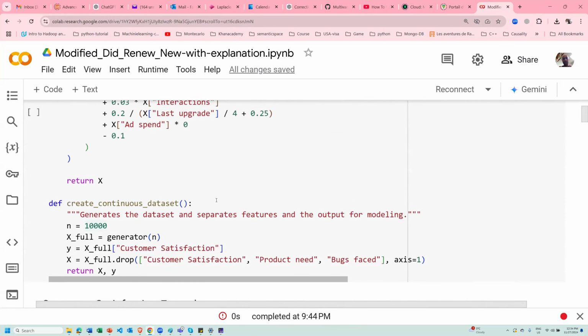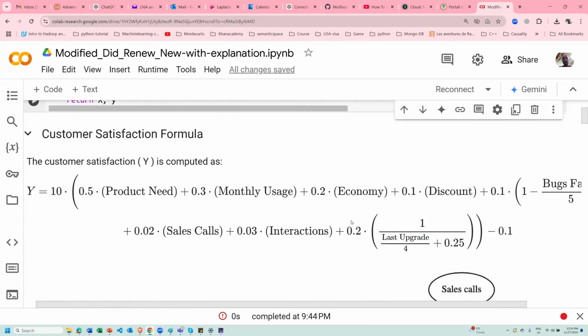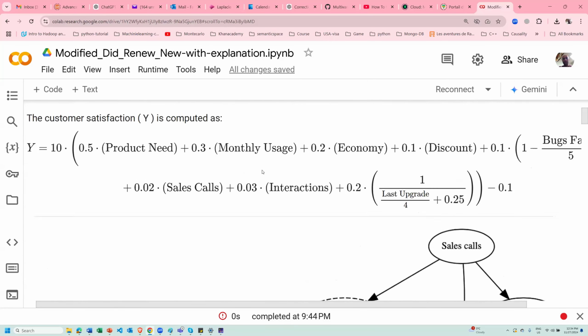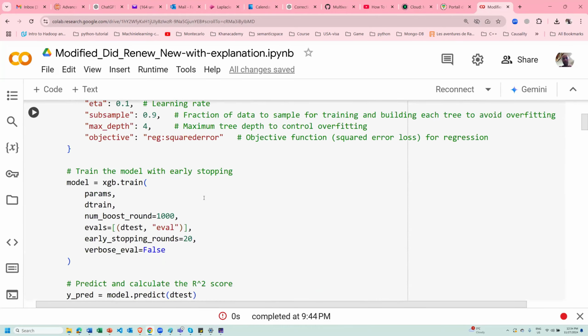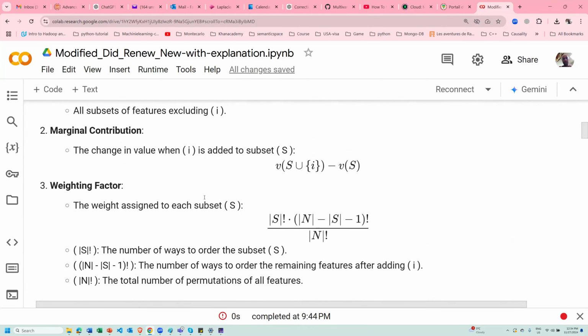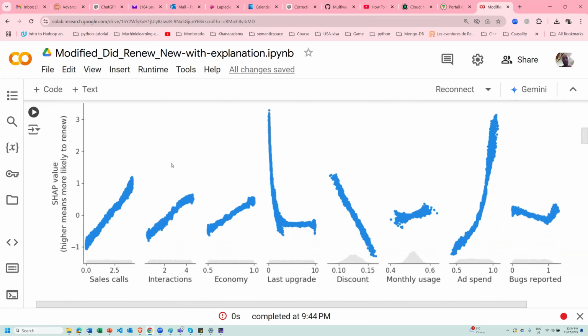If you go here, these numbers, you see the most powerful, I told you, was product need, which we deleted. You can see here, product need we deleted, it's not there. The second after that is monthly usage, and then economy, and then discount. But here, when we see this, you see that ad spend is the most important, and then last upgrade, and then sales call, right? This is the problem when we are using, for example, machine learning without causal inference.